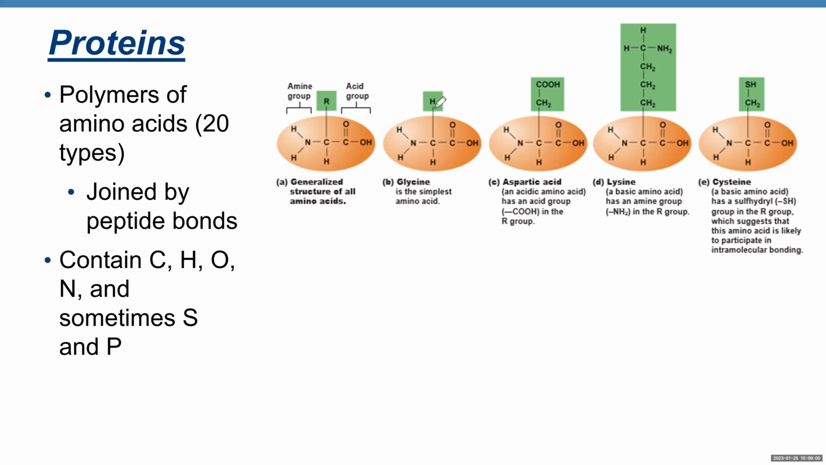So if you just have hydrogen over here, it's glycine. It's the simplest amino acid. Then we can add other structures. So we're adding other structures here, and we get a different amino acid like aspartic acid, lysine, cysteine, and so on.